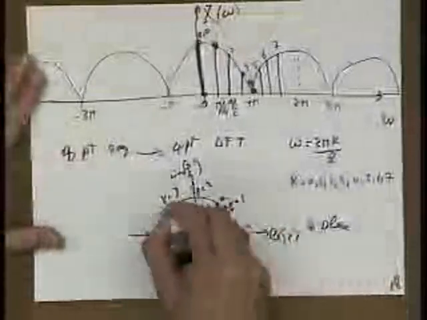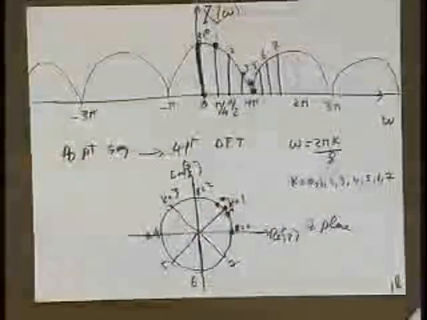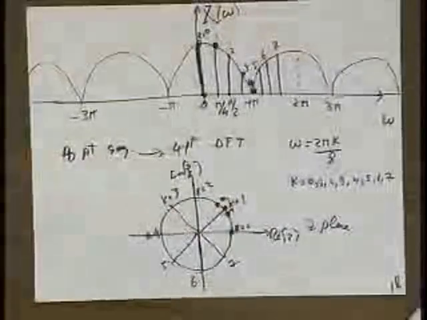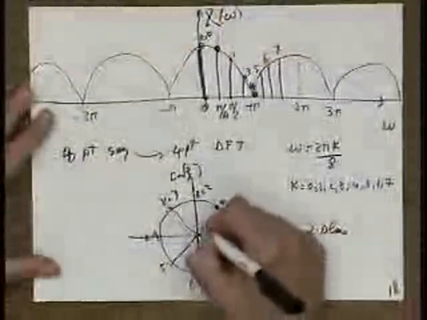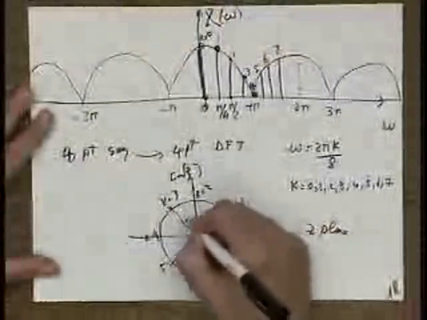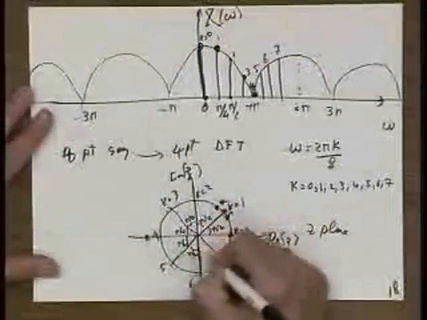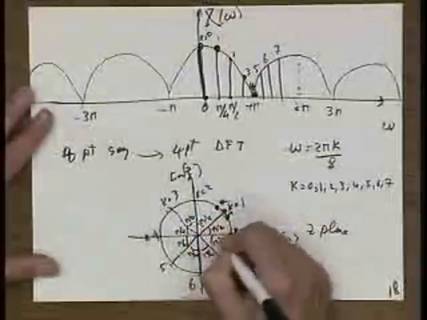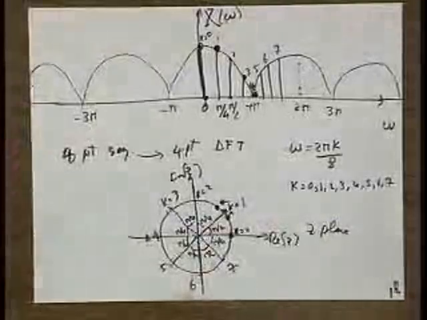If you can even think about sampling the Z transform at this point, you get your DFT. Okay? So this is at pi. This angle is pi over 4. There's another pi over 4. It just goes around in equally spaced angles. So these transforms that we're talking about are highly related to each other.